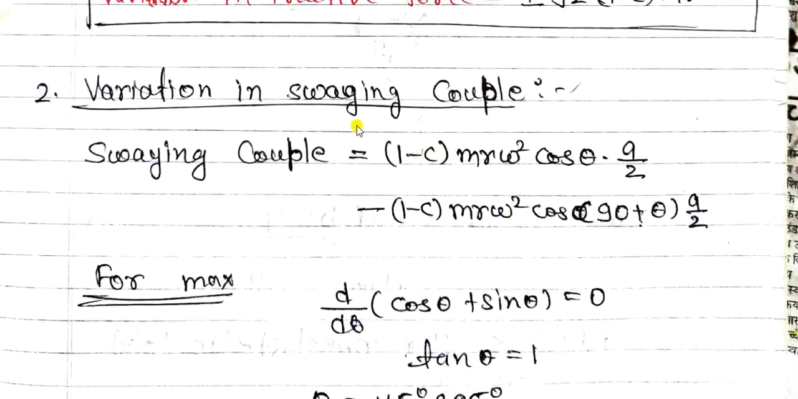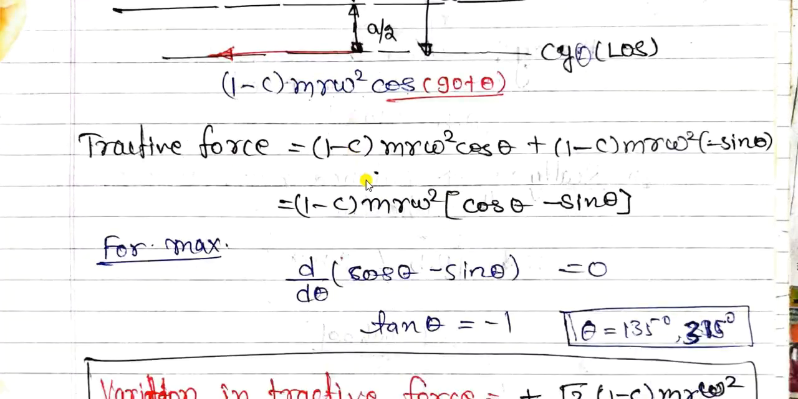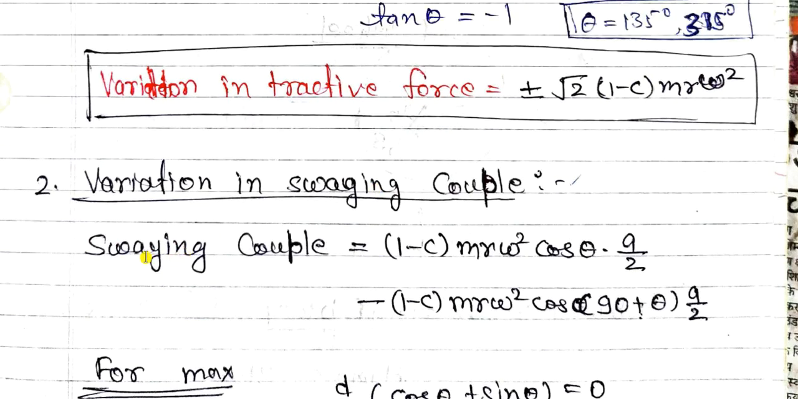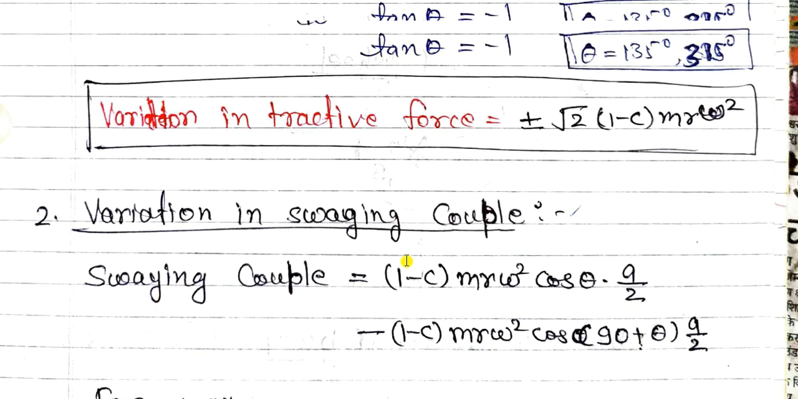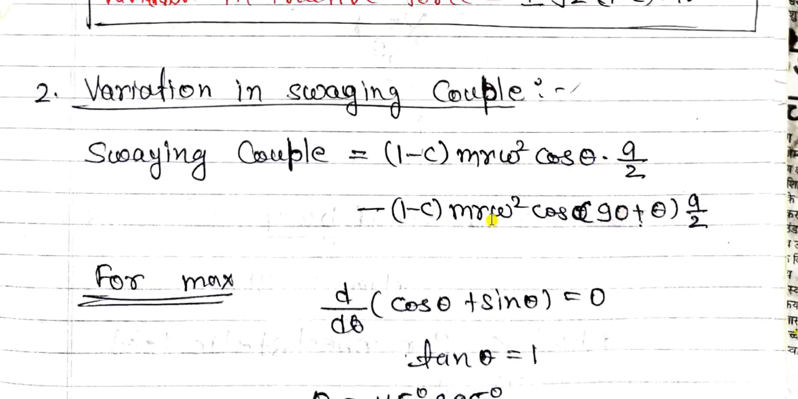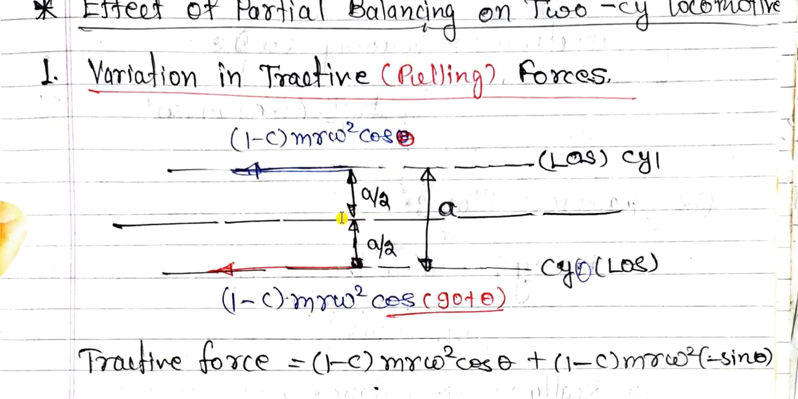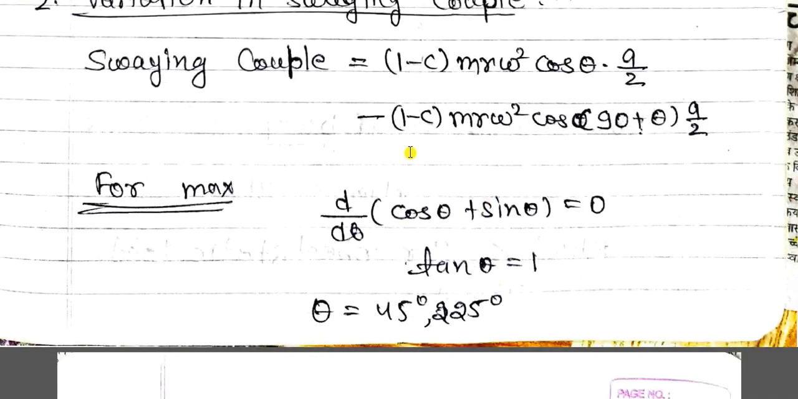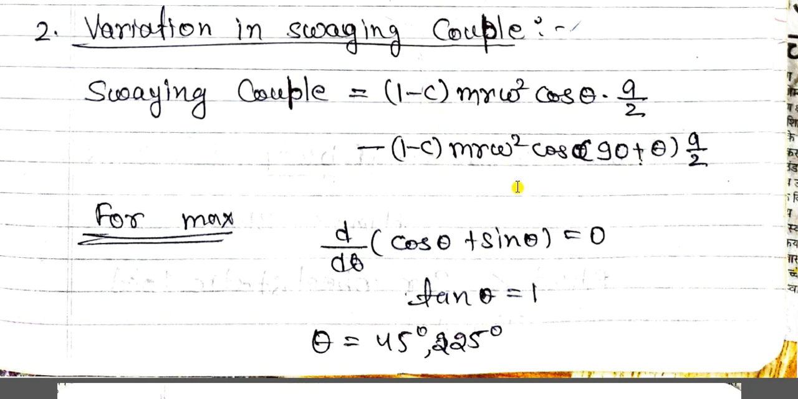How much swaying couple? (1 minus c) m r omega square cos theta into a by 2. We are taking moment about this center line. So if you are taking moment about this, minus (1 minus c) m r omega square cos(90 plus theta) into a by 2. So this is your swaying couple. What we are doing is taking moment about the center line.